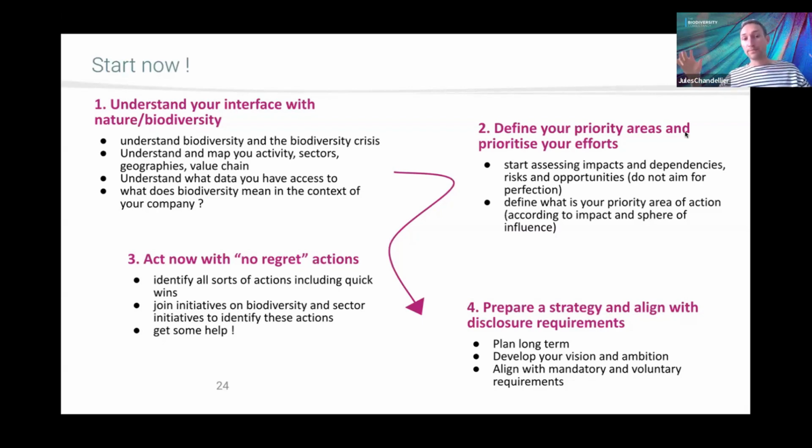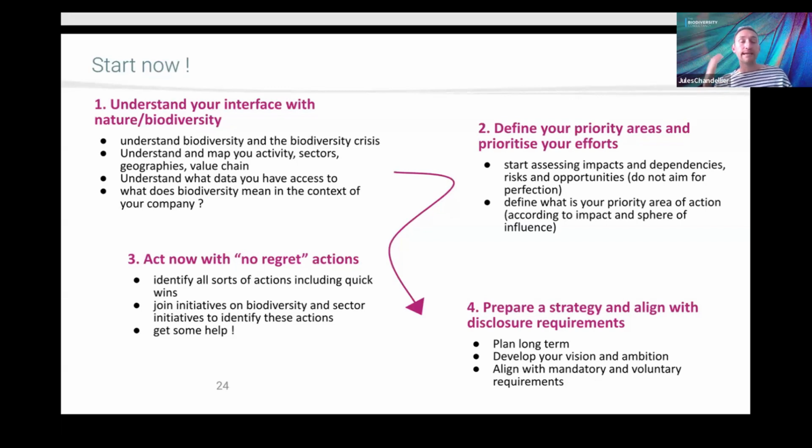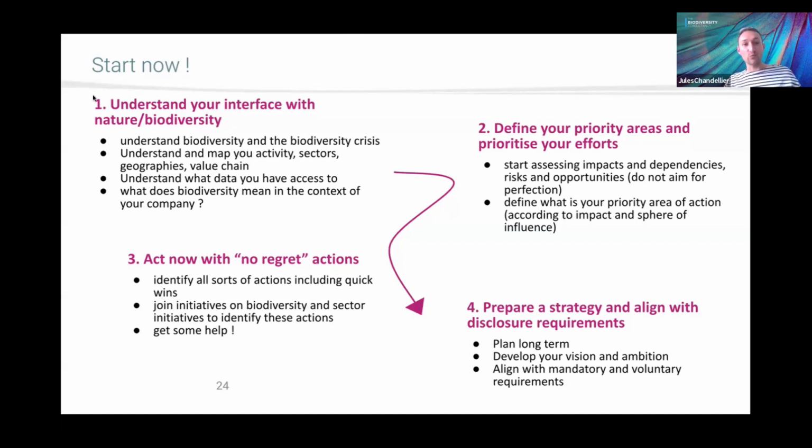Then when you do this mapping exercise of your business, it's also good to understand, well, what data do I have access to on this value chain? Thinking about your consumers, thinking about your suppliers, what data do you have about them? And of course, it's better to understand what data you have related to environmental considerations.